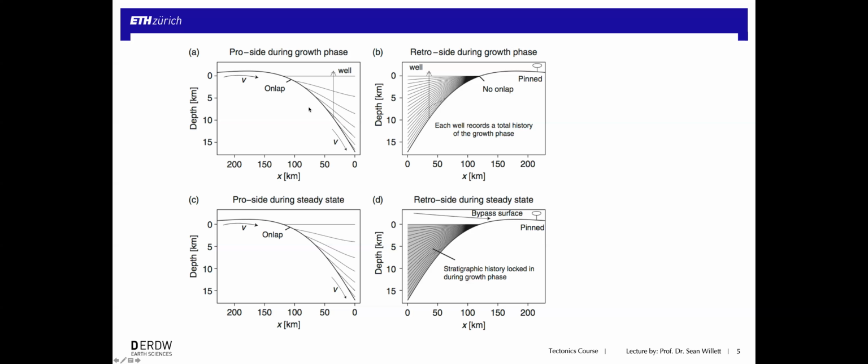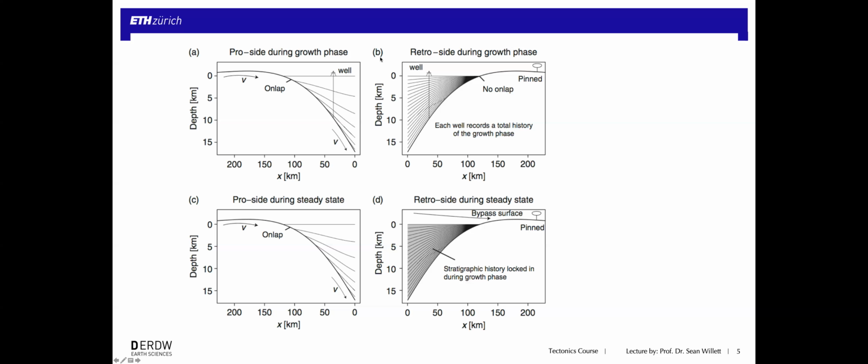Now contrast that with what's happening on the retro side of the belt. Over on this side, we're on the upper plate. The upper plate is not being subducted, meaning that, at least in this reference frame, it's a bit of a reference frame question, but in the reference frame of this plate, it's not moving. This is a pin, a nail that indicates that nothing is moving here, at least not the boundary with the other plate. The boundary with the other plate is fixed.